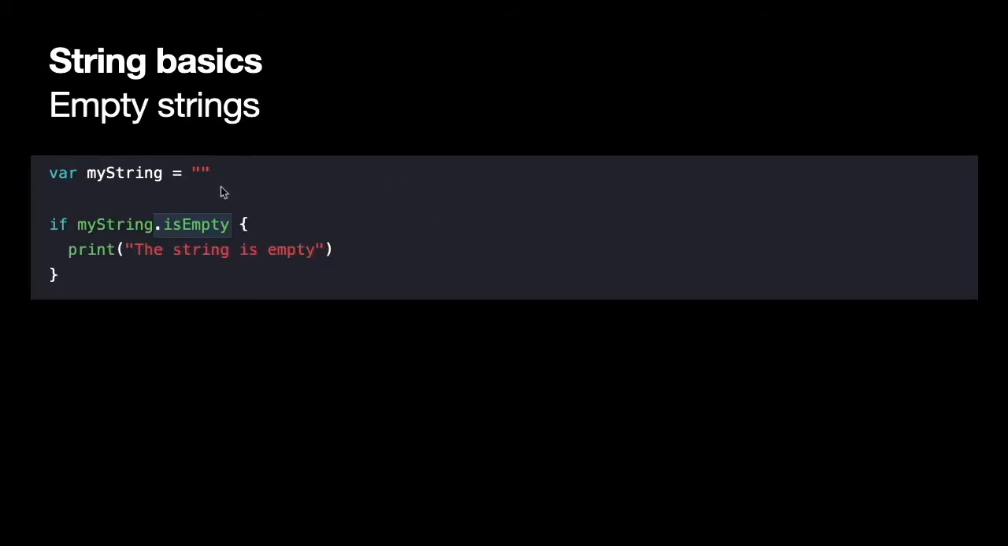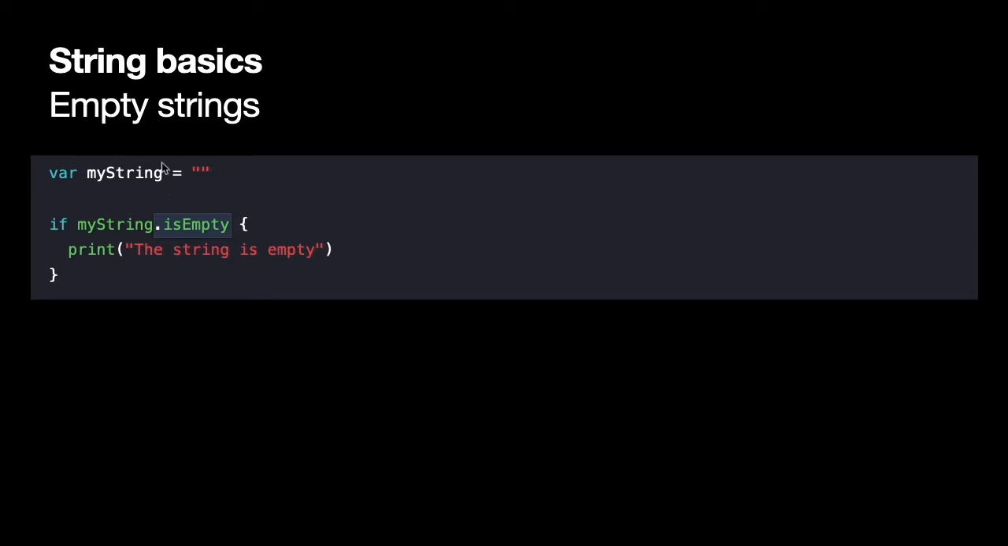We can initialize an empty string by using 2 quotation marks directly adjacent to each other. This string has no characters, and so if we use the string and we get the .isEmpty computed property, then the computed property would be true. The string is empty. That is different from nil. This string is not nil. It is a string, it's just empty, and it has no characters.